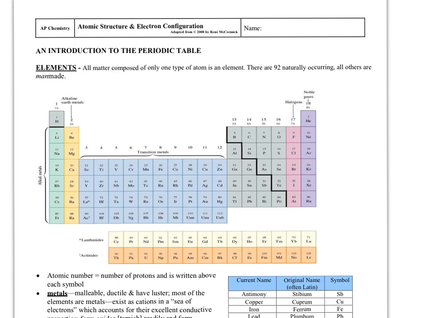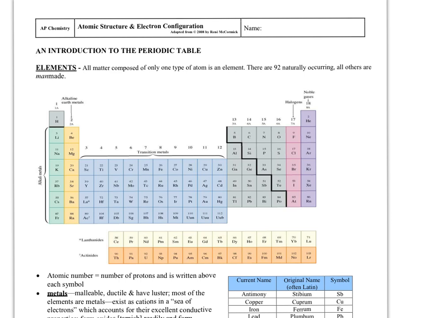So we're going to start off just with a quick overview of our periodic table. As we know, our periodic table is composed of elements. Each individual element has its own unique properties, and therefore they have important things that we're being told by looking at our periodic table.